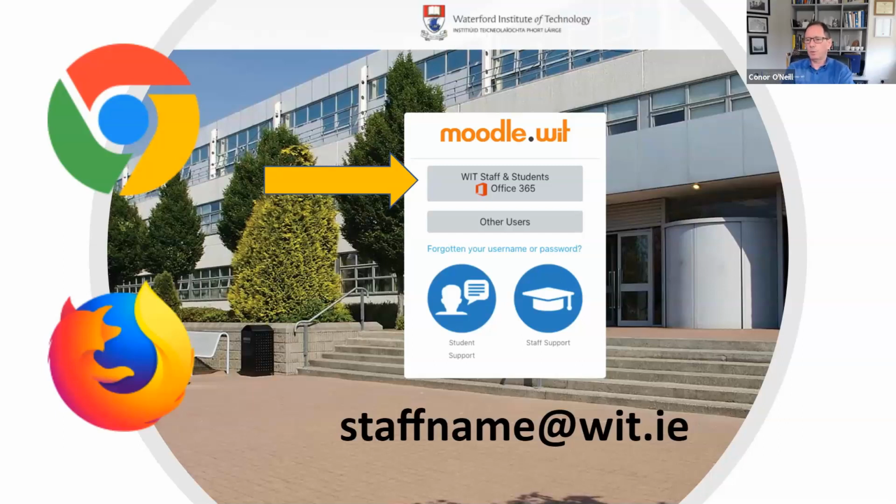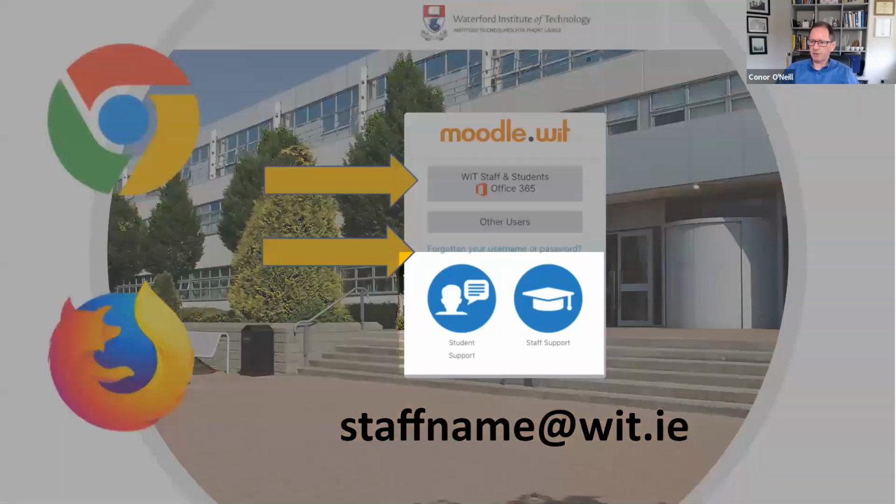Sometimes when we have to create accounts for external examiners, they won't log in with the Office 365. What we will do in Moodle is create a manual account. So it's not a WIT account, it's just an account that lives inside Moodle. In that case, they don't use the Office 365 login, they use the other users button that you see on the screen. There are links there if you forget your password, and there's content there for our student support as well.